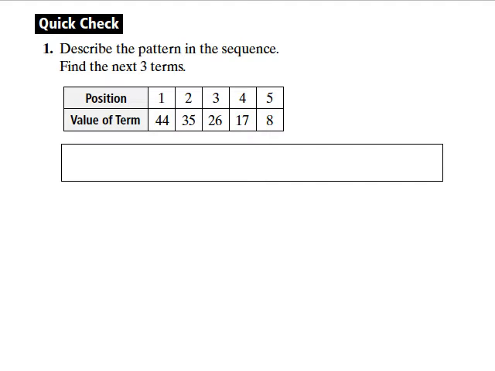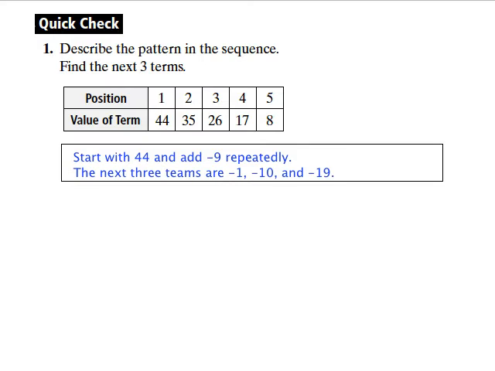So, to describe the pattern, we start with 44 and add -9 repeatedly. Then we can find the next three terms. Take 8 minus 9 or add -9 and we get -1. -1 plus -9 is -10. And -10 plus -9 is -19. So the next three terms are -1, -10, and -19. Pause the video if you need to copy any of this down.